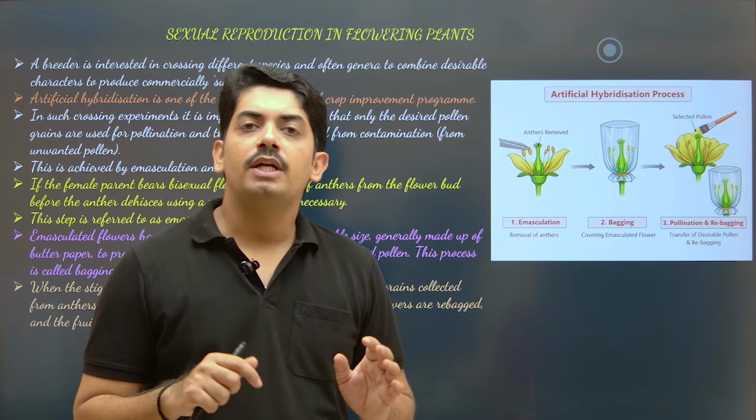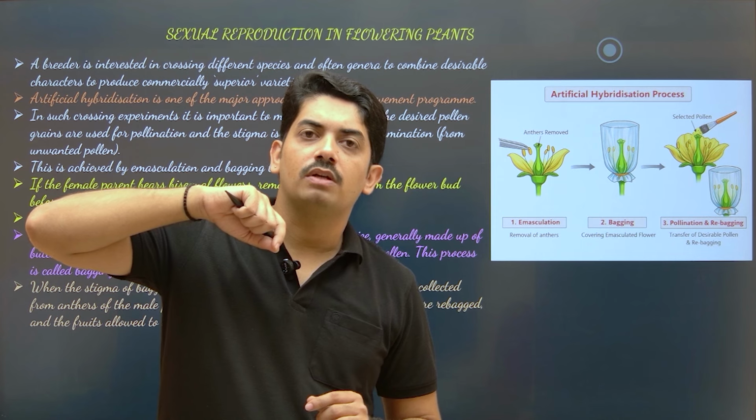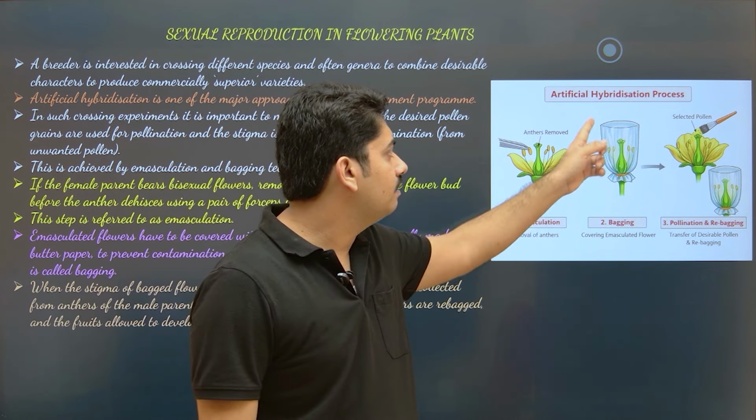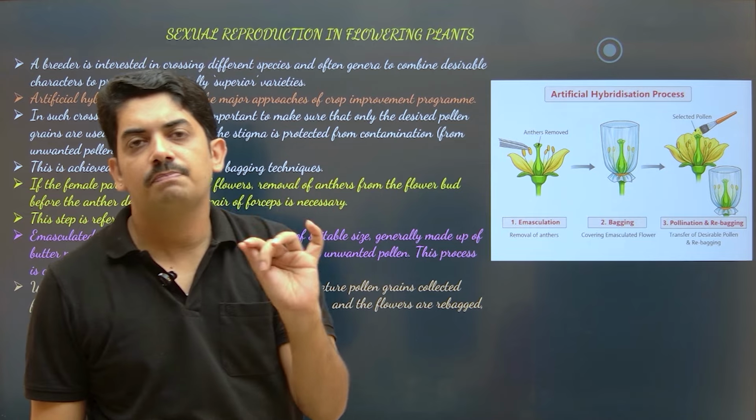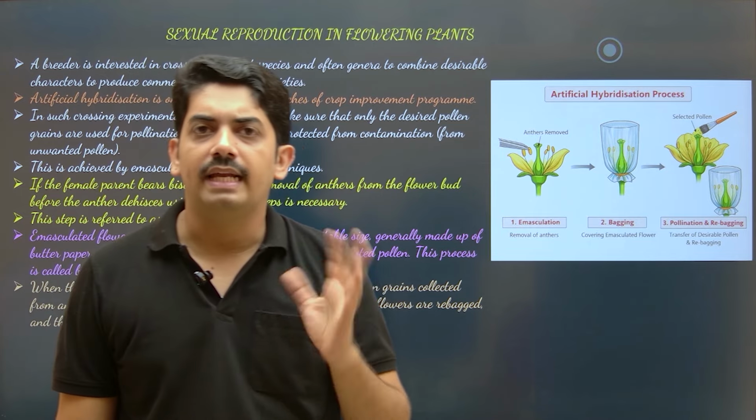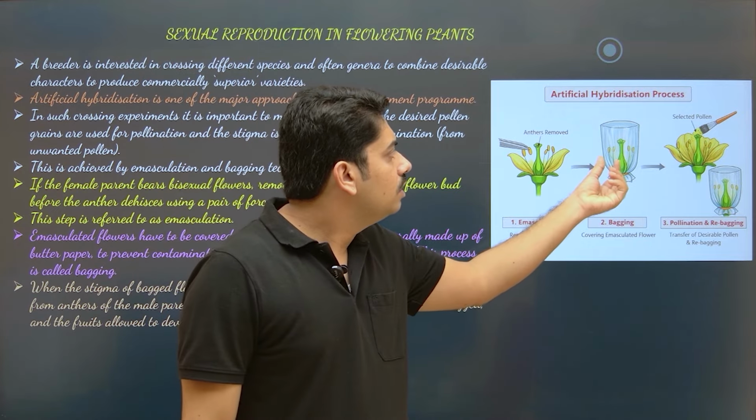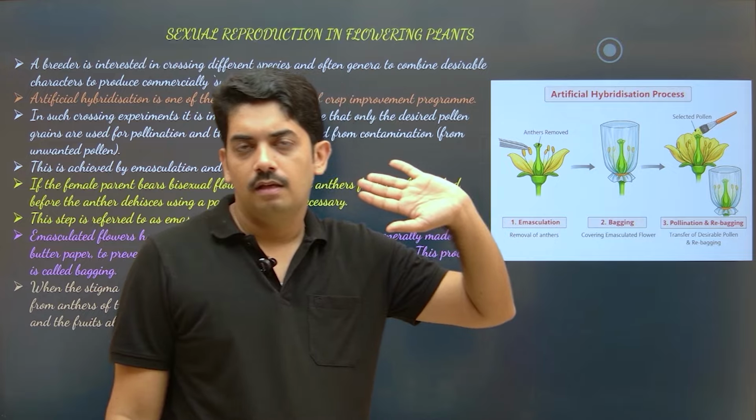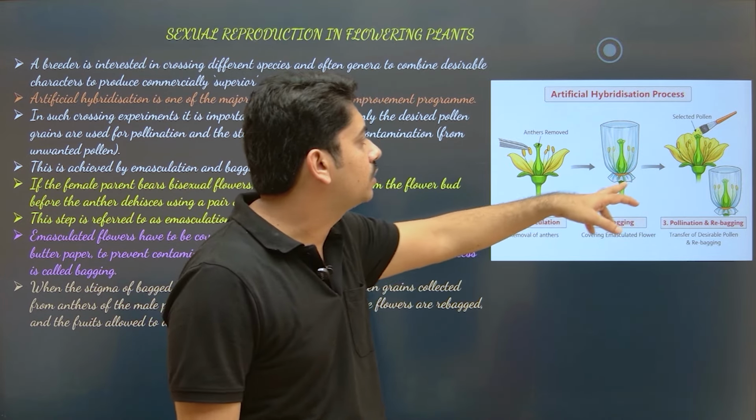Now in order to make sure that pollen from some other plant comes and deposits on the stigmatic surface, what will he do? He will cover the flower with a very thin transparent polythene bag or any type of muslin cloth. Now in the bagging process, the whole flower is covered. Next, what will he do?